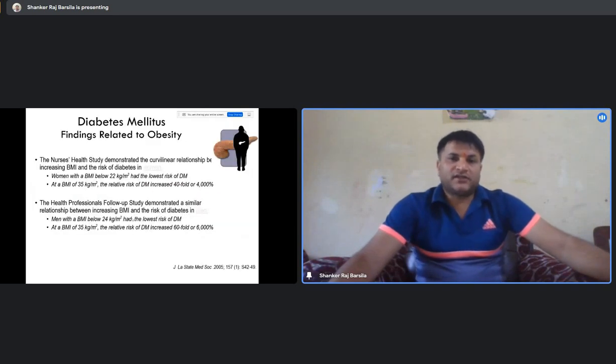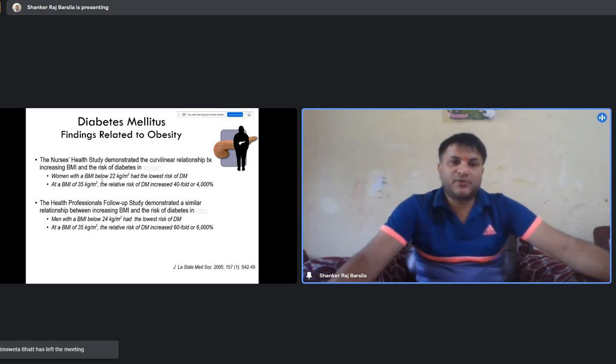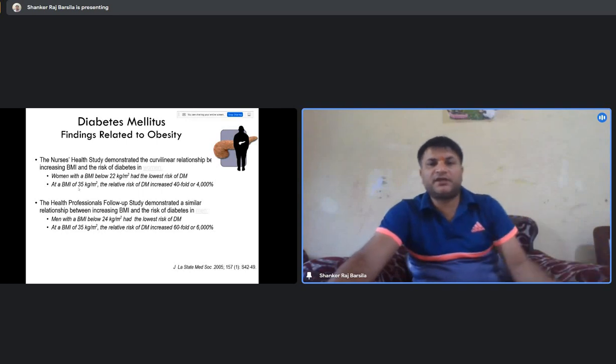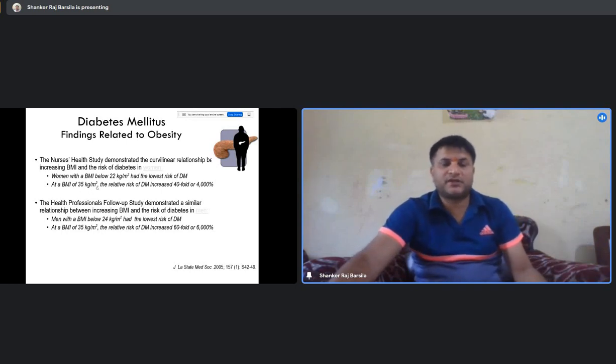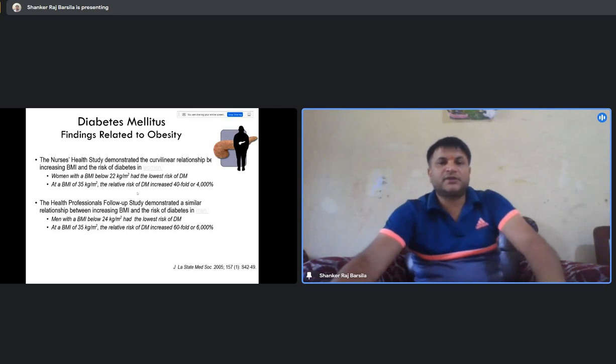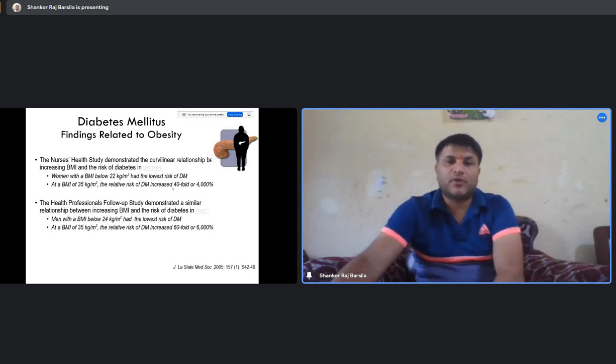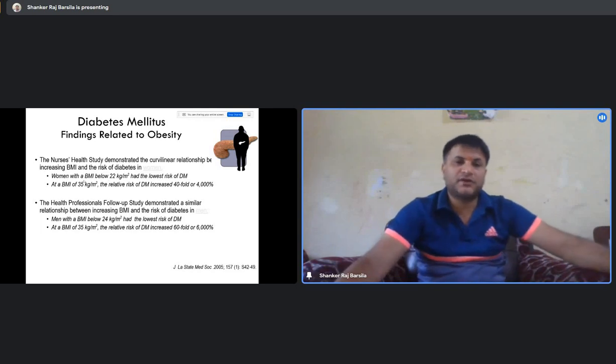So there are some other findings related to obesity, and it says women with a BMI below 22 kg per square meter have a lower risk of diabetes mellitus, and at a BMI of 35 kg per square meter of body weight, the risk for diabetes mellitus increased 40-fold or 4,000%. Okay, so control of body weight must be the goal to control diabetes mellitus.